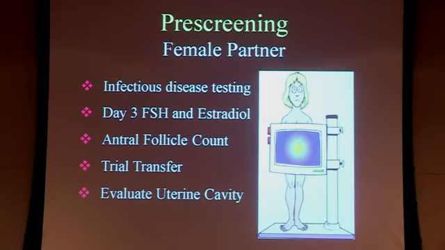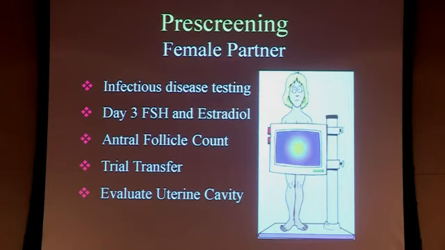So the female screen is a little bit more involved, and the infectious disease panel is very similar. In addition, we do a day 3, or menstrual cycle day 3, FSH and estradiol. This tells us indirectly what the ovarian function is. The FSH is released again by the brain to stimulate the ovaries to grow eggs. So if the FSH value tends to be high, that means the ovarian function tends to be more poor, and vice versa. So you want a low FSH indicating a better ovarian function.